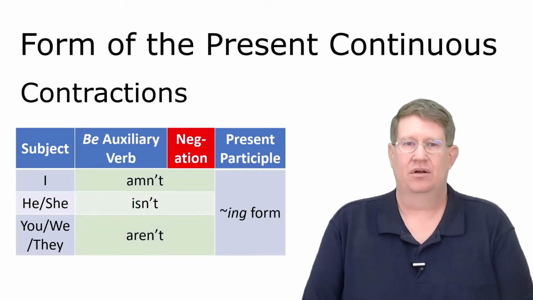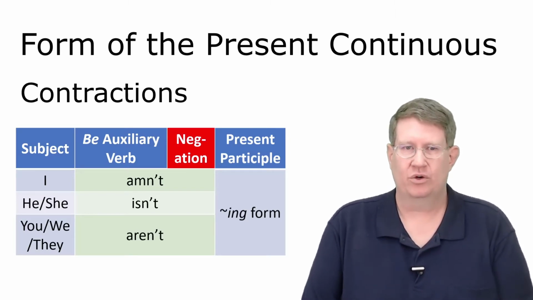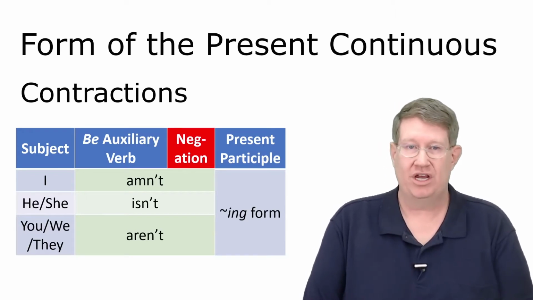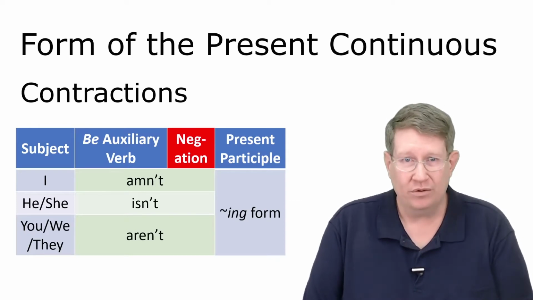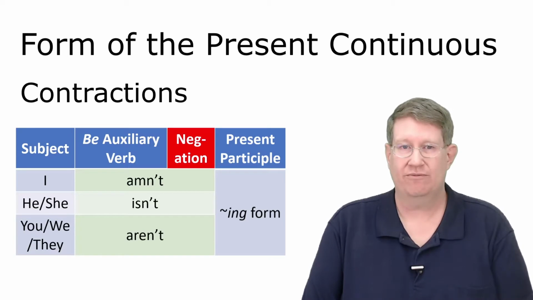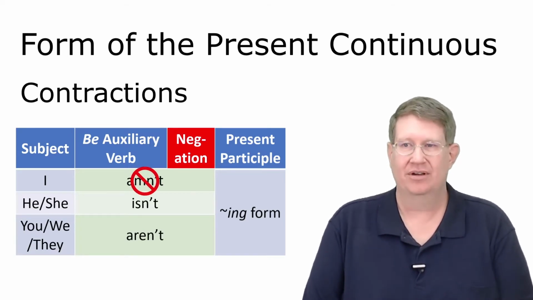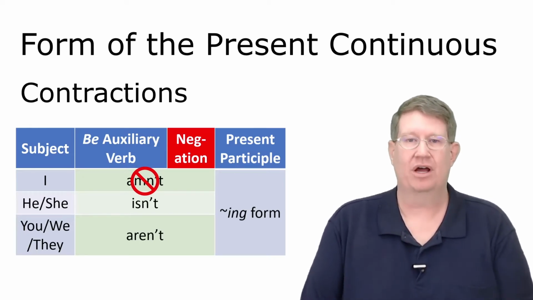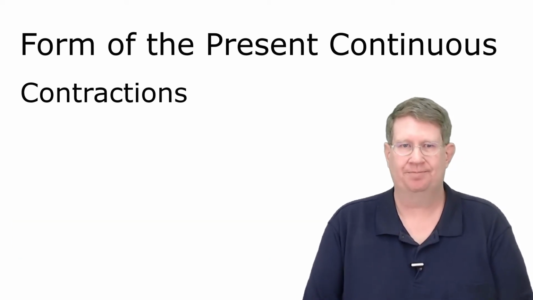So, look at this. We'll start from the bottom. You, we, they aren't. So I've joined the verb with the not. I get aren't. He, she, it isn't. And I hope you have noticed this by now, for I, it doesn't work. So for I, we can't join the auxiliary verb and the negation. Amn't is not right. We would have to say, I'm not. I'm not walking. Okay, let's move on.